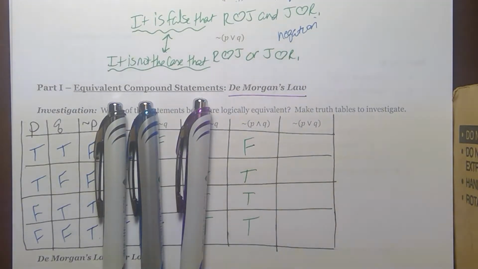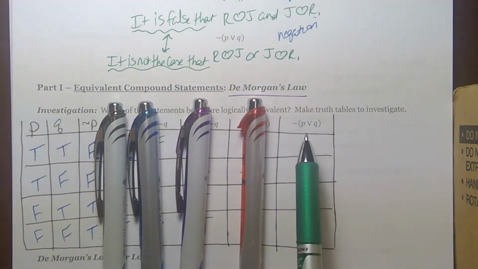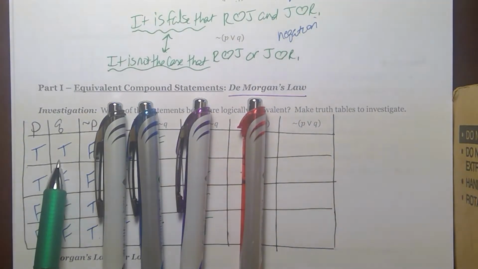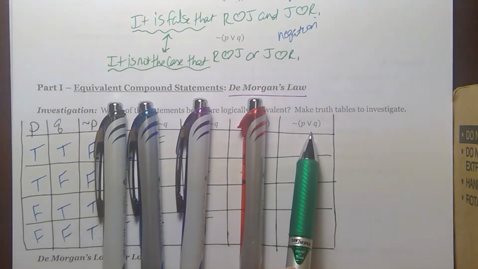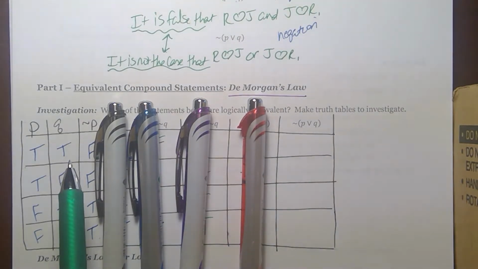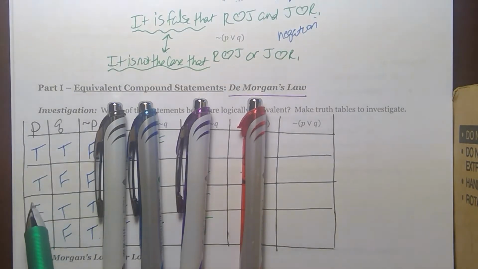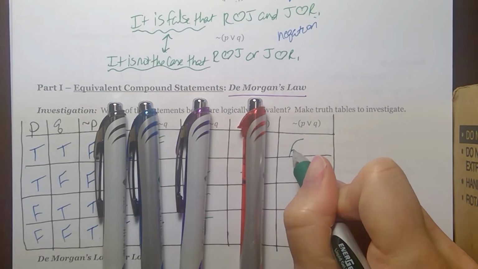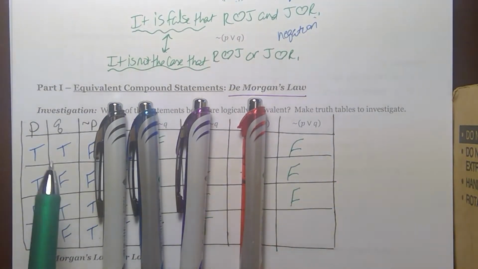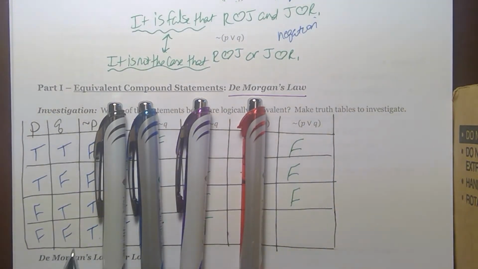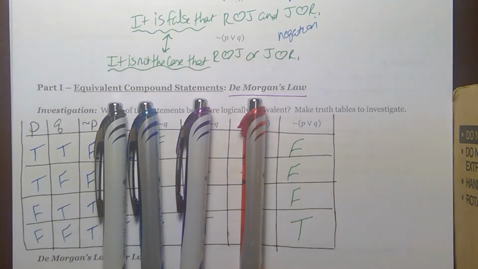And finally, I have not (P or Q). Still looking at P and Q as my two columns, I've got an or, which means it will be true if I have at least one true statement. So cases 1, 2, and 3 are true for P or Q. When I negate that, it becomes false, false, false. P or Q would be false for this fourth case. When I negate that, that is true.